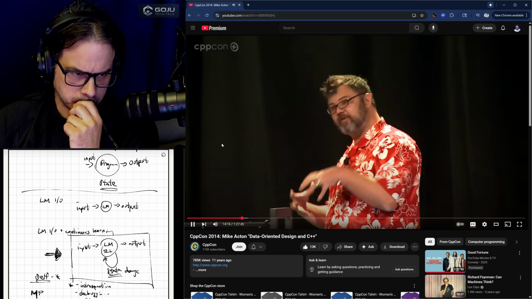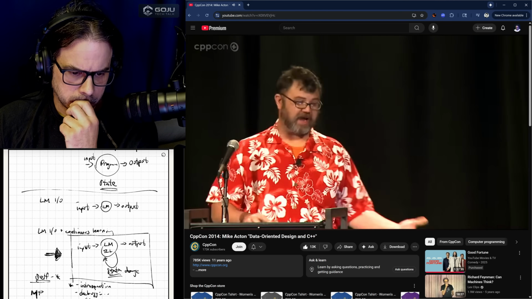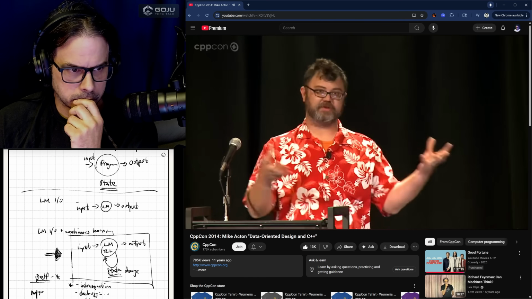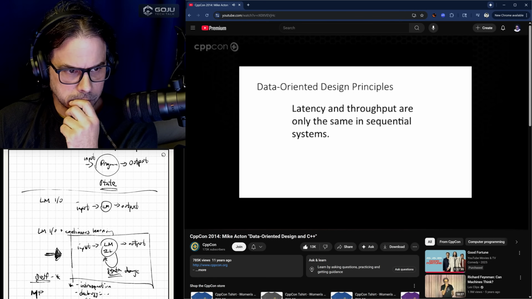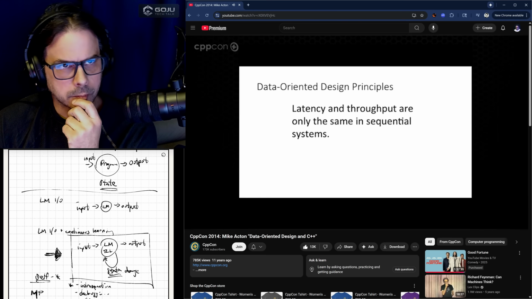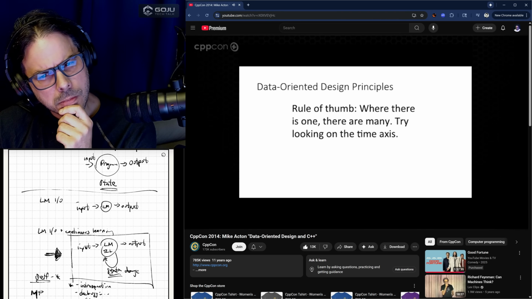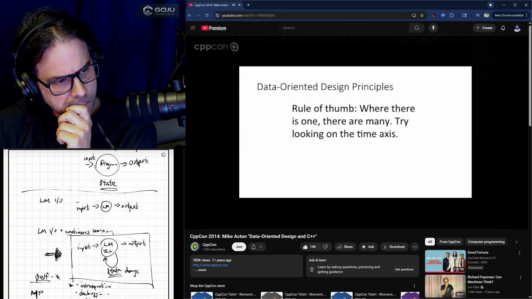So avoid adding problems to the space that you don't have, and you know what problems you have because you have analyzed the data. And latency and throughput are only the same in sequential systems. And just some rules of thumb. Where there's one, there are many.